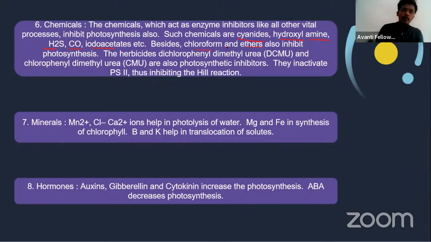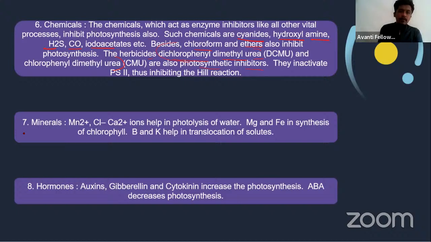Okay. Now, herbicides such as dichlorophenyl dimethyl urea, that is DCMU, and then you have CMU, that is chlorophenyl dimethyl urea. Very, very important names. That is dichloro dimethyl urea, and then we have chloro dimethyl urea. They're also photosynthetic inhibitors. So they deactivate photosystem II, thereby inhibiting the Z scheme or the Hill reaction. Okay. So remember the names of these photosynthetic inhibitors.